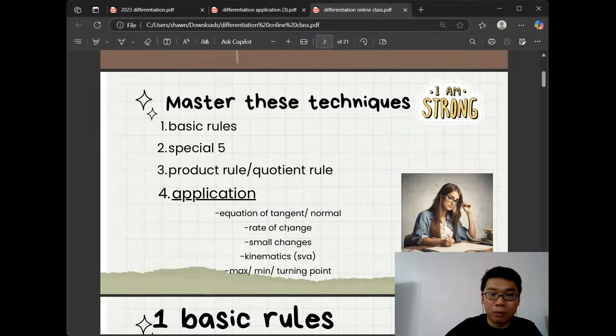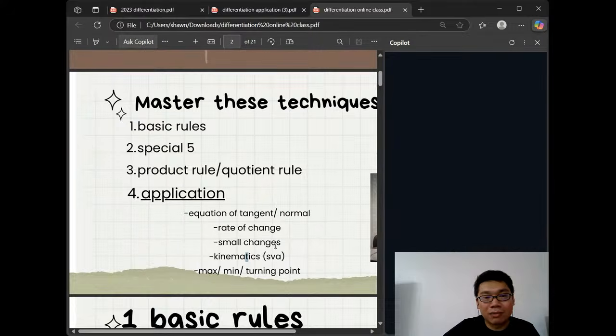Rate of change, we know we must use the chain rule. So remember what is the chain rule? First, write everything in mathematical sentences. For example, rate of change of area is dA/dt. Rate of change of volume is dV/dt. And then you write the relationship. And then small changes, we use the small changes.